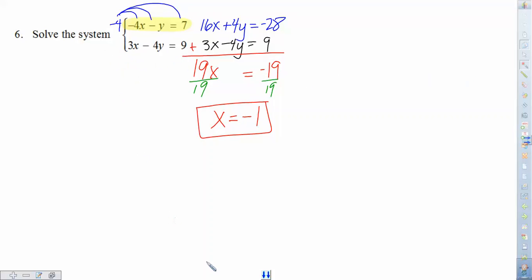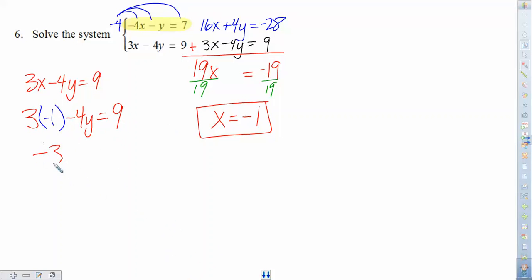If I take this bottom equation here, which is 3x minus 4y equals 9, I can now replace that x right there with a negative 1. And the rest would say minus 4y equals 9. That would give us negative 3 minus 4y equals 9. Let's add the 3 to both sides. I like where this is going.